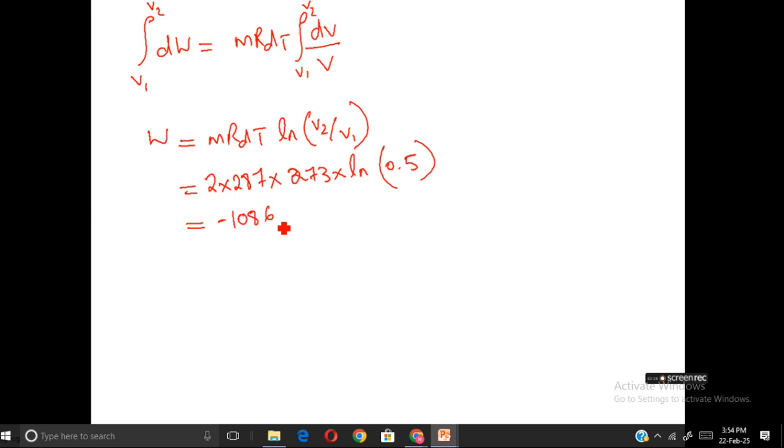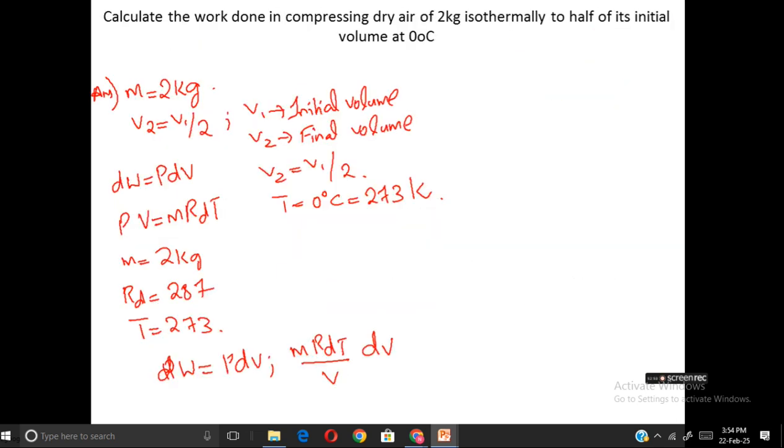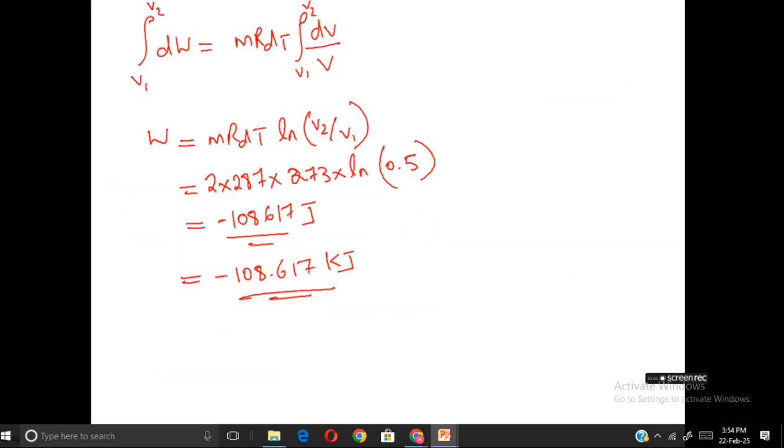Minus 108,617 joule. Or we can write it as minus 108,617 kilo. We are getting negative because here the work done is to compress the system. So since compression is happening, the work done will be negative. If there is expansion, the work done will be positive. So that is the first law of thermodynamics. So this is the work done.